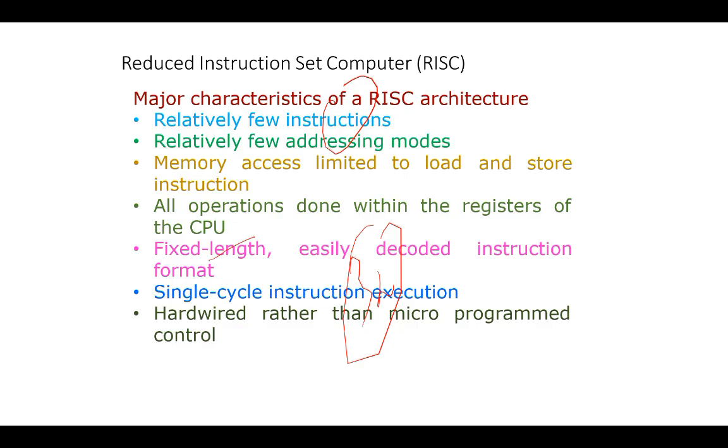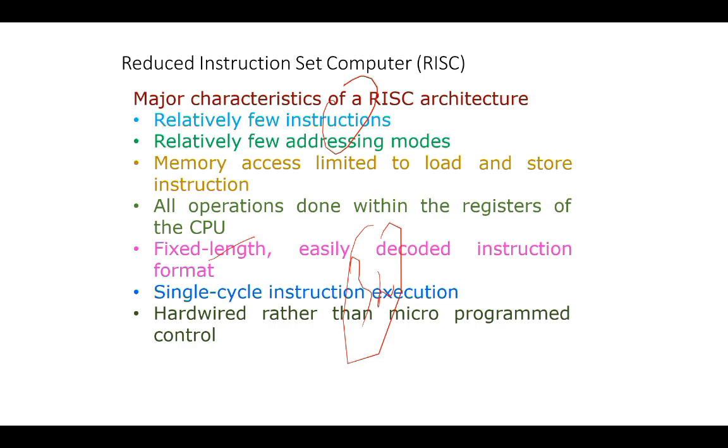A real-time example for RISC is switching on a fan using the wall switch, which is immediate. Reading a manual before switching on the fan would take a longer time. So this hardware control works like a wall switch.